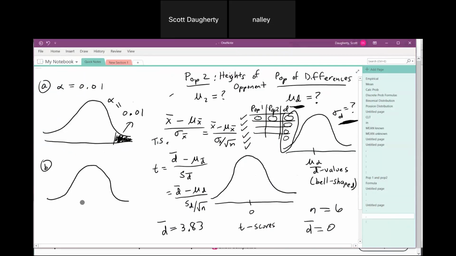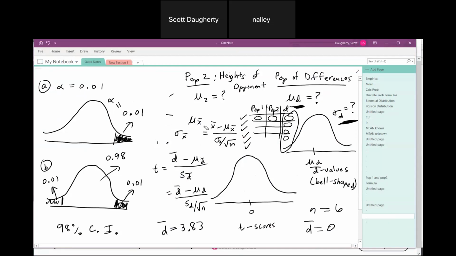So if you want to convert this into a confidence interval, you would have to have another tail on the left side with the same amount of area. So you would have to have a left tail with an area of 0.01, and that would leave you with the middle area being 0.98. And that means you have to have a 98% confidence interval. So a hypothesis test looks like this from part A, where you have 0.01 in the right tail, which converts to a confidence interval of 98%. So that's what we're going to find for part B, a 98% confidence interval for mu sub d.